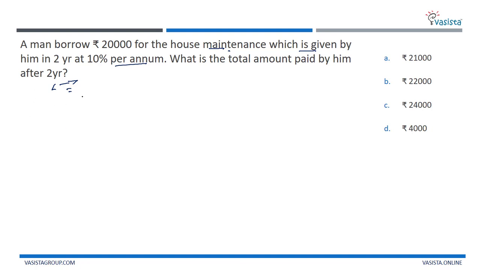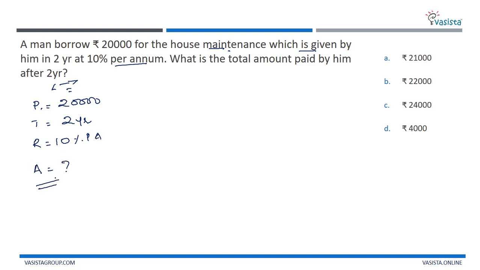What have they given? They have given principal, right? Principal P is equal to 20,000 rupees. And as well, the time they have given is 2 years. And the rate of interest is 10% per annum. So we are supposed to find the amount.